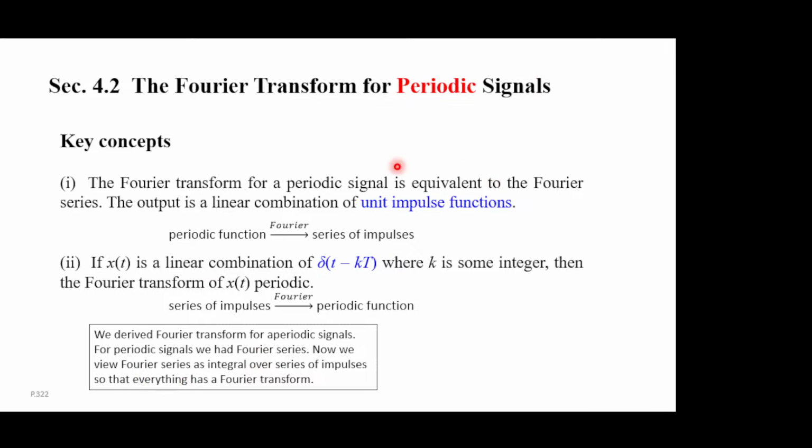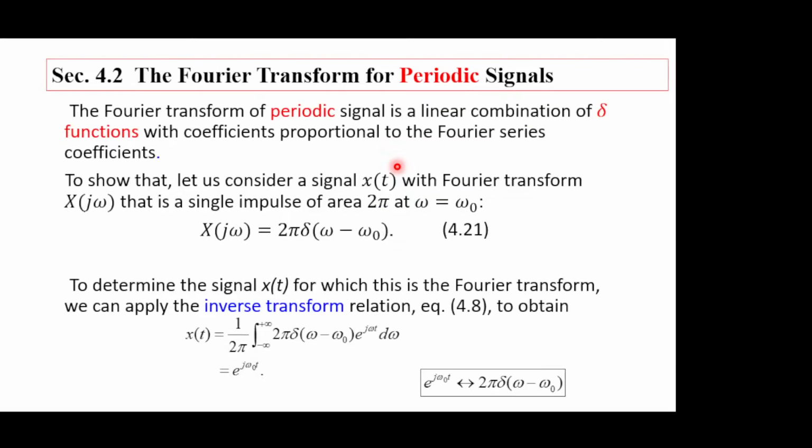I guess that's a little hard to see, so let's see a more concrete example. So this is what we want to do with the Fourier transform of a periodic signal. And we see that we can do that with a whole bunch of delta functions. Let's start with a very easy example.